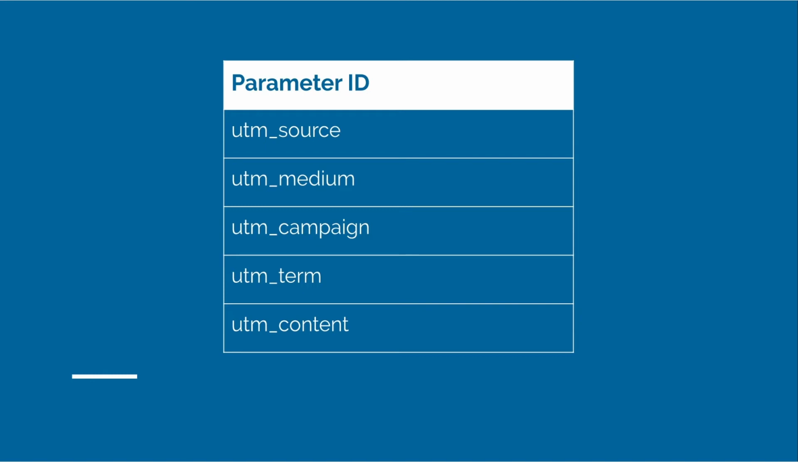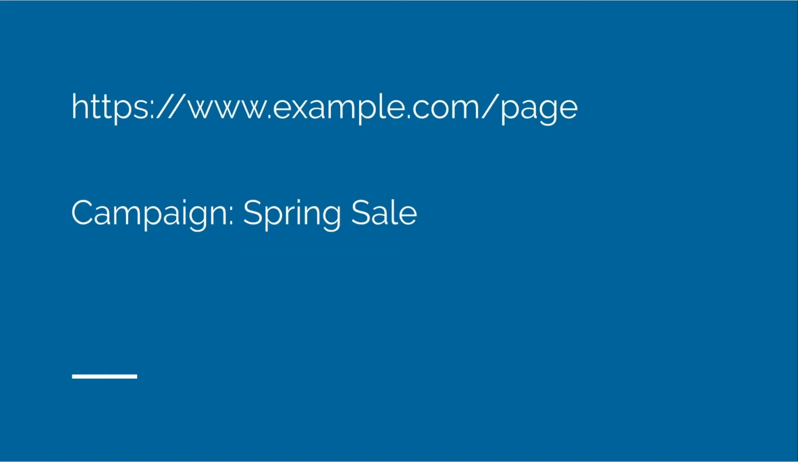So our goal is to build a URL that will drive people to example.com/page. Our campaign name that we've come up with internally is Spring Sale, and we're going to generate some links to go out on social media, specifically Facebook and Twitter. So let's start with UTM Source and see how this URL will grow as we add in the UTM tags.